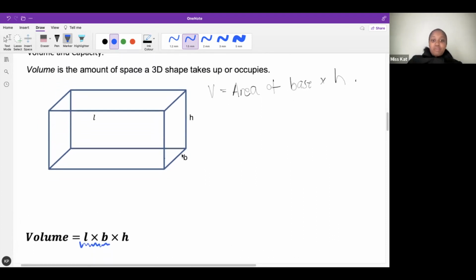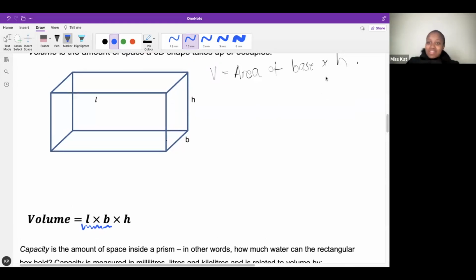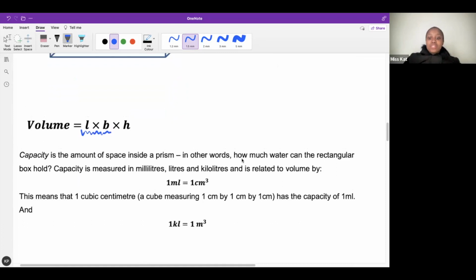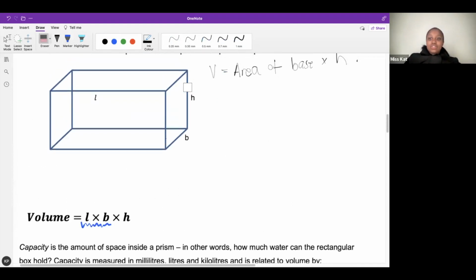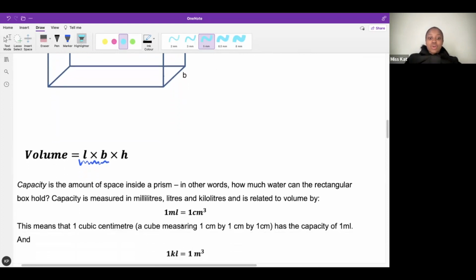So let's see. Okay, before we see, never mind. We're not seeing it. We're going to talk about capacity first. The difference between capacity and volume. I saw someone ask that in the chat. So capacity is the space inside. Volume is how much space the box takes. Capacity is how much can I fill inside the box. So if I was going to pour water in this box, I want to know how many milliliters I am going to get into this box.